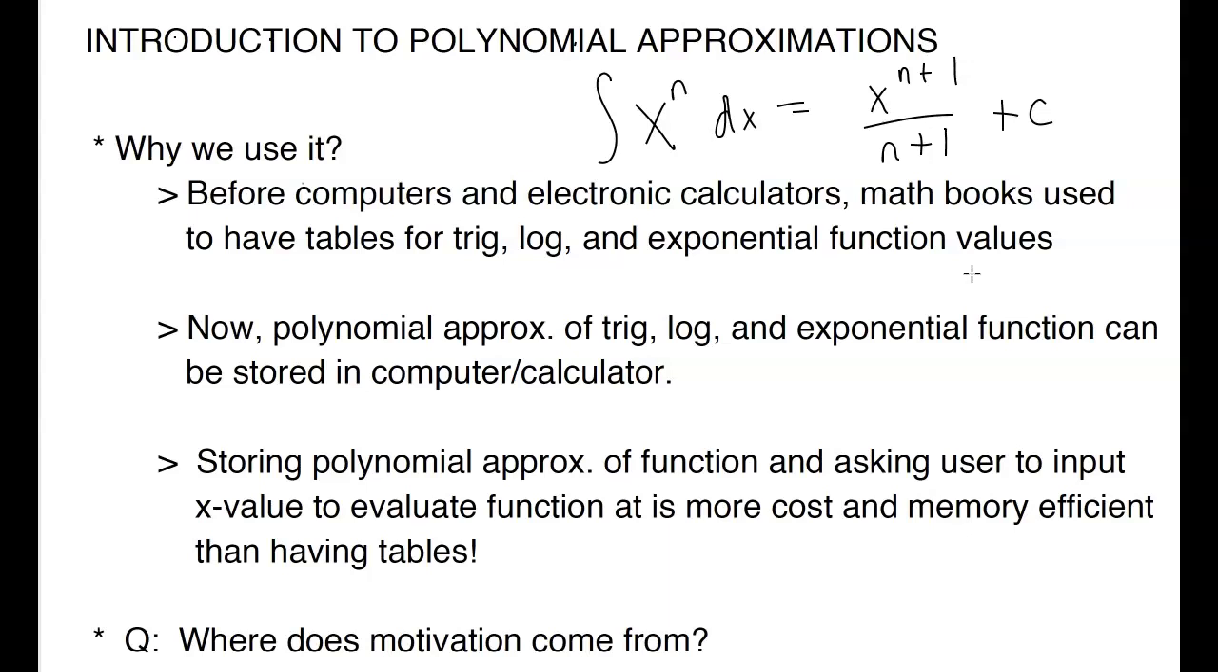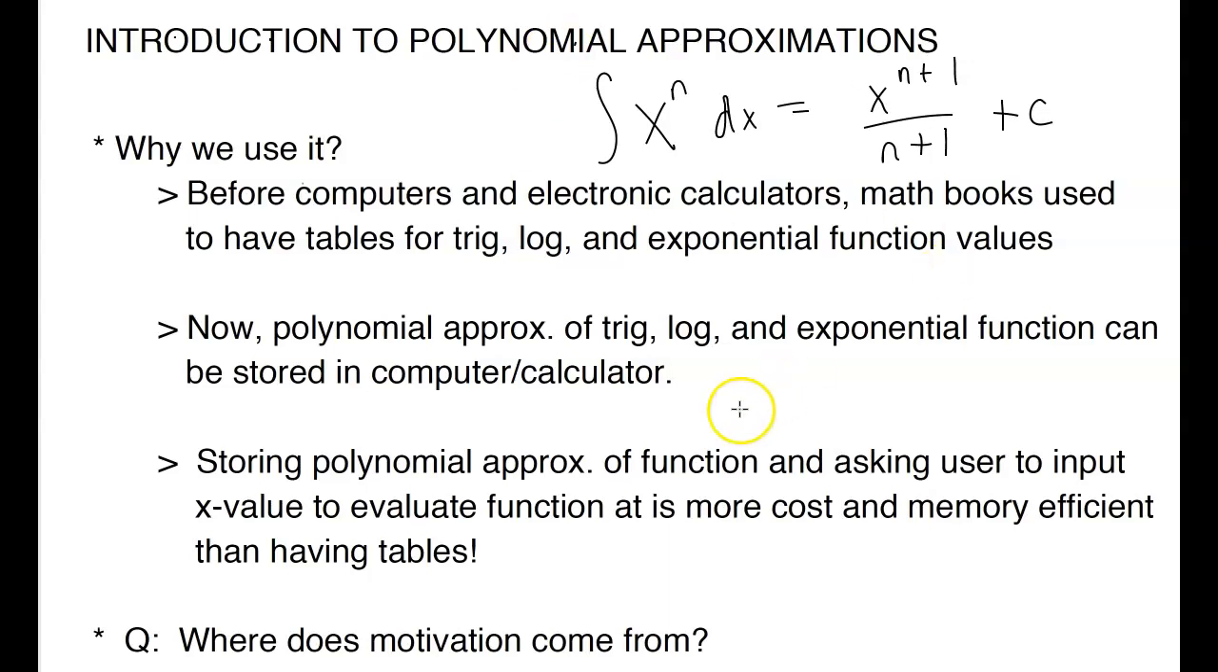But now that we have calculators, we could actually store the polynomial approximation for each of these types of functions in a calculator in its memory, and thus all we have to do is just say, hey, let's call on this particular polynomial, plug in this particular x value, and it'll do all the number crunching for us to get the answer. And so that saves a lot of time, also saves a lot of memory, and thus a lot of cost as well, because we can store a lot of things in a very small space.